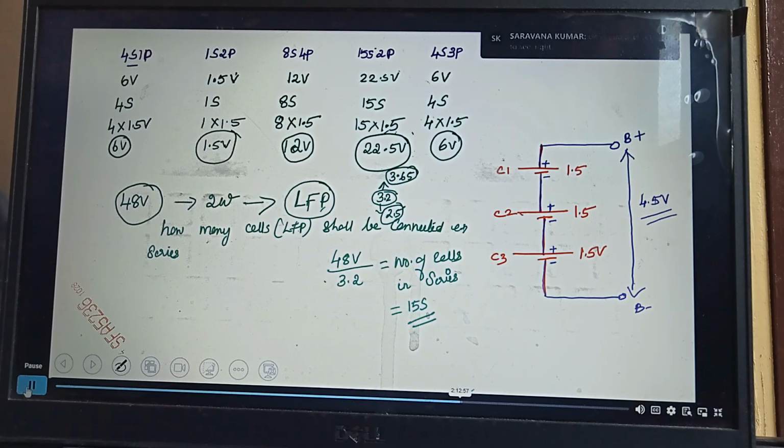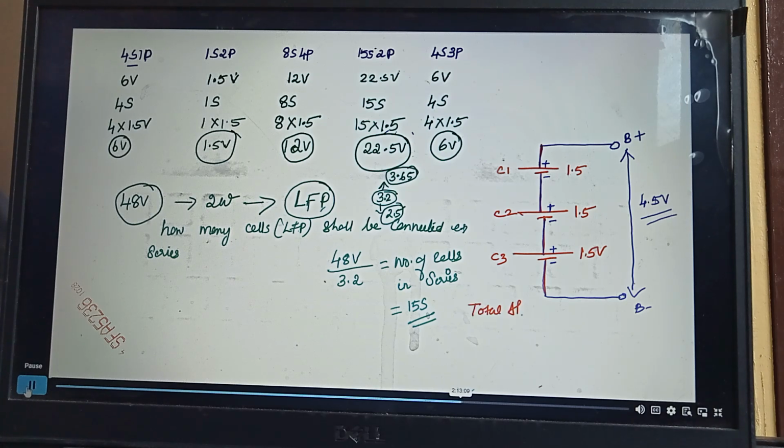So now we'll go for Ah. Yeah, parallel we'll see now, Ah. So how to find the Ah of the battery pack? Remember this formula: total Ah is equal to the number of parallel strings multiplied by the Ah of a single cell. Now see, in the 1.5 volt cell, I am using a 1.5 volt 3Ah cell. The Ah of one cell is 3.